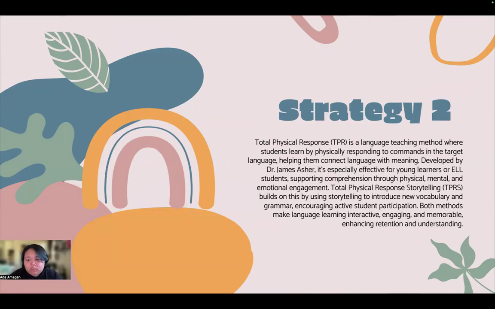emotional engagement. Total physical response storytelling, on the other hand, or TPRS, builds on this by using storytelling to introduce new vocabulary and grammar. This encourages student participation actively. Both methods make language learning interactive, engaging, and memorable, enhancing retention and understanding.